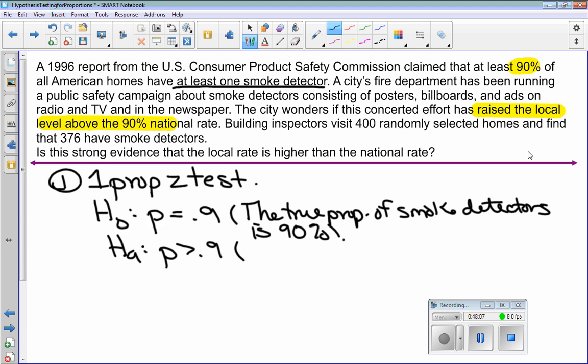The true proportion of homes with smoke detectors is greater than 90%. Our campaign worked, in other words, right? We made more people have at least one smoke detector in their house.